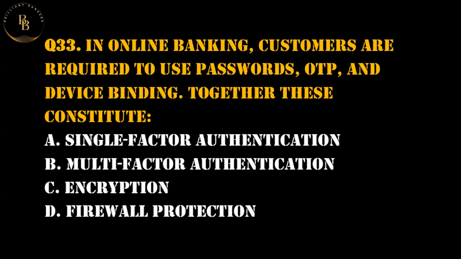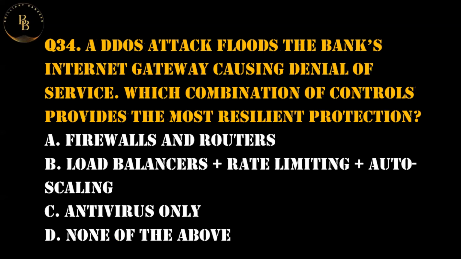Coming to question number 34. A DDoS attack floods the bank's internet gateway, causing denial of service. Which combination of controls provides the most risk-resilient protection? Is it firewalls and routers? Is it load balancers plus rate limiting plus auto scaling? Is it antivirus only, or none of the above? We have discussed the same question earlier also. And the right answer is load balancer plus rate limiting plus auto scaling.